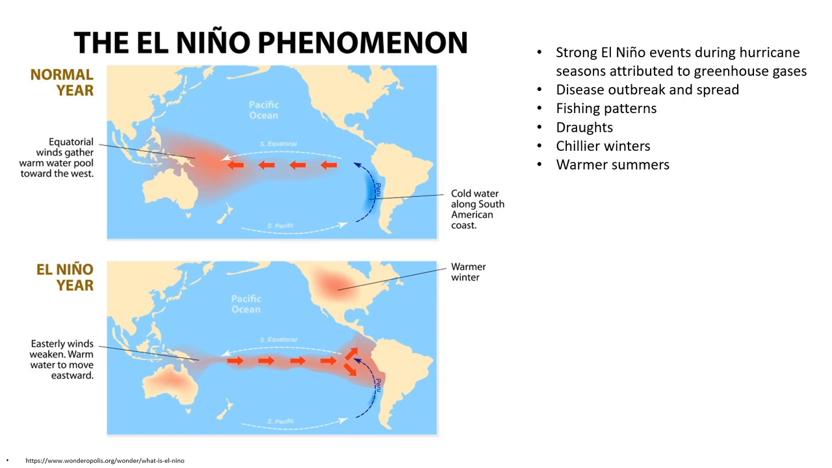Not only this, the El Nino patterns have also been found to change, with stronger events during hurricane season attributed to the greenhouse effect. El Nino is the warm phase of the El Nino Southern Oscillation, ENSO. It is defined by warm ocean currents which develop in the central and east central equatorial Pacific, as shown in the picture, due to warmer waters upwelling and downwelling at different locations and due to the winds.